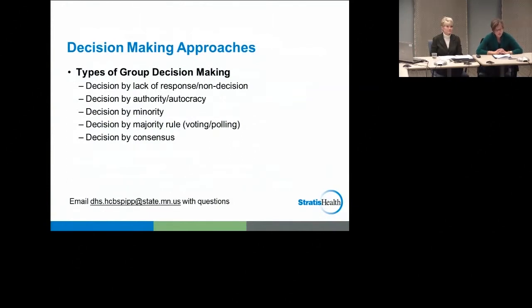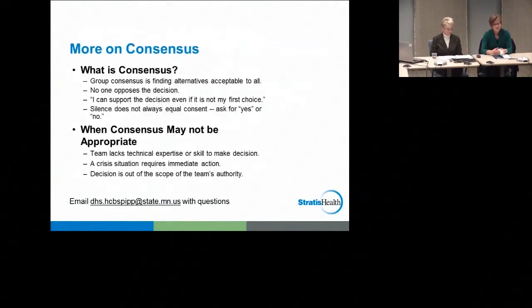Decision by majority is often how voting occurs, when you say the majority of the voting members of the team are the ones that will, that the results of that vote will be what will affirm the choice for the decision. And then there's decision by consensus. We want to spend just a minute talking about consensus because I think it's often seen as the gold standard around decision making.